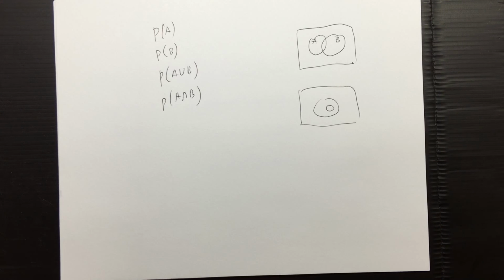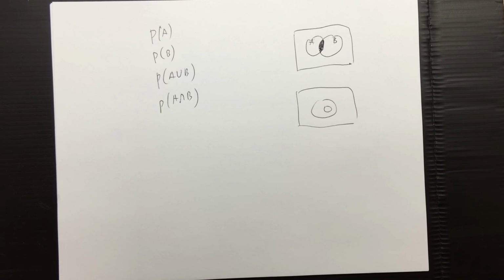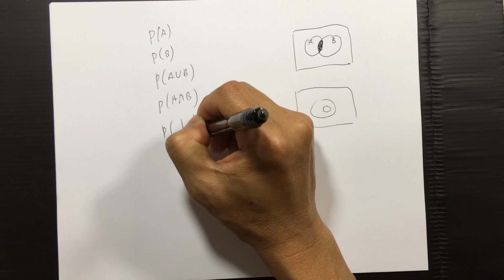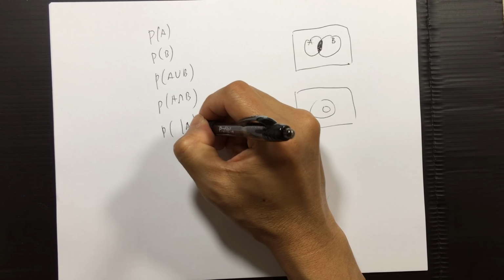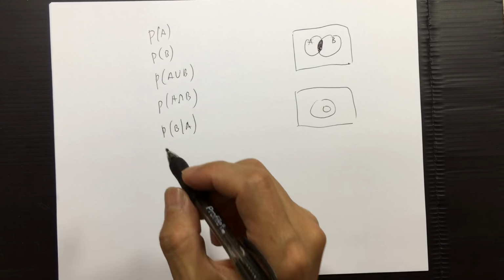There is a thing: if A already happened, what's the chance for B to happen? You're looking at this area. If you know A already happened, what's the chance for B to happen? A lot less. You write it this way: if A already happened, for B to happen. This probability.